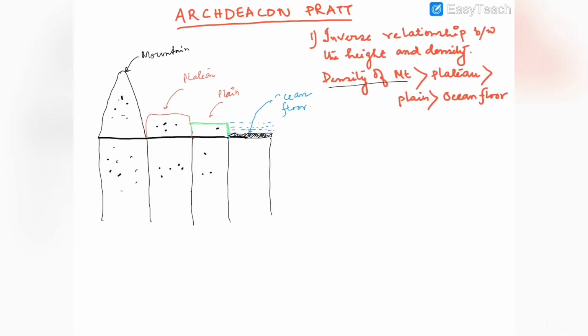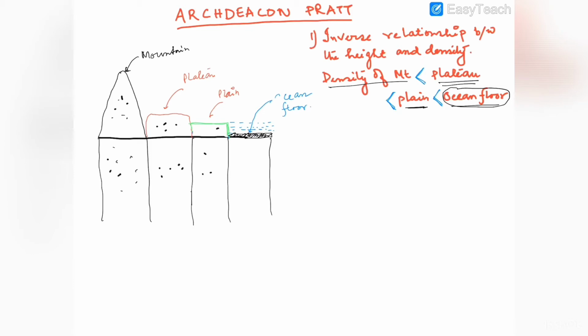Density of mountain is less than the density of plateau. Density of plateau is again less than the density of plain, and the density of plain is less than density of ocean floor. So in a single word, the ocean floor is the maximum dense element.